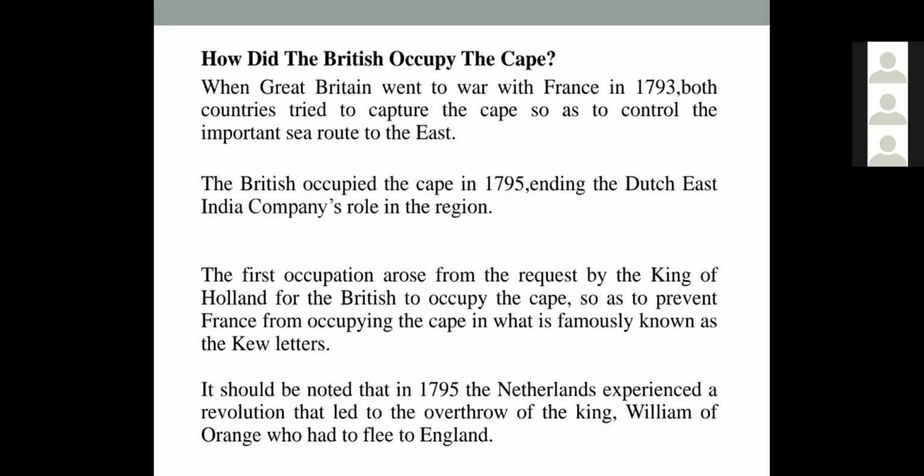So we are seeing the two countries trying to occupy the Cape, but then we are saying they failed. I'm sorry, somebody was disturbing me on the other phone. Then we are saying the British occupied the Cape in 1795, ending the Dutch East Indian Company's role in the region. But before I continue with this, let me see what Daphne Namugabo is saying.